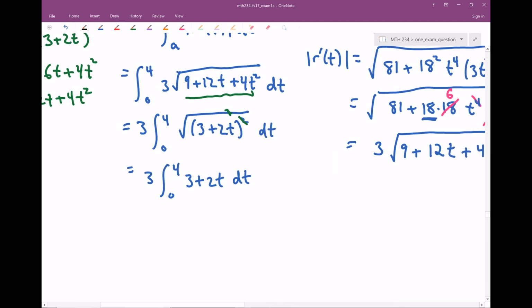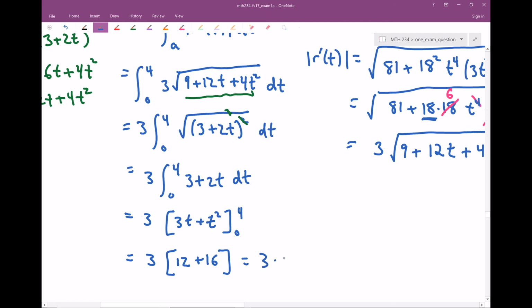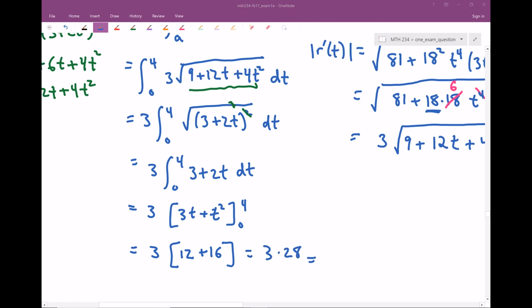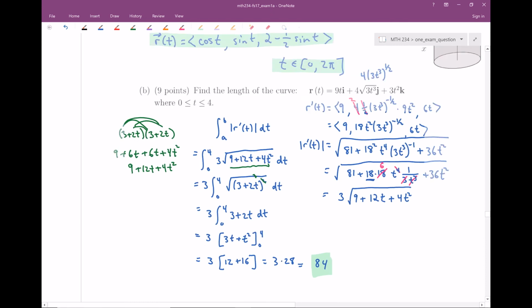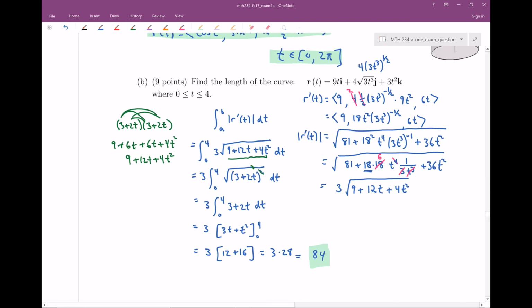Okay, now this is something that is much easier to integrate. So when I integrate this, I get 3t plus t squared. I'm going to integrate that from 0 to 4. So that's going to be 3 times, let's see, 12 plus 16. And you subtract away when you plug in 0, but that's just 0. So that's going to be 3 times 28, which last time I checked was 84 altogether. So again, we were trying to figure out the length of this curve that we have up here, and the claim is that it should be 84.